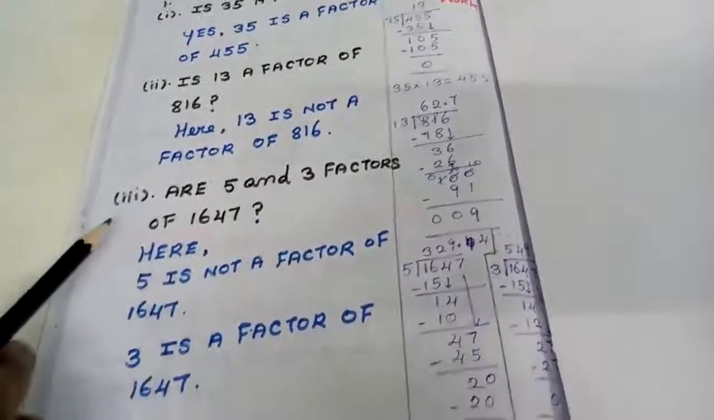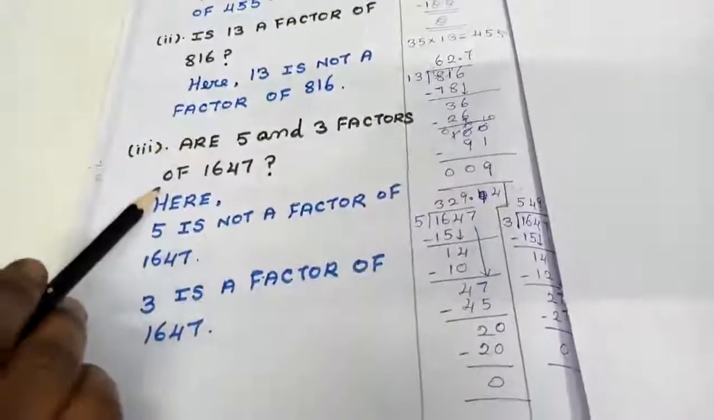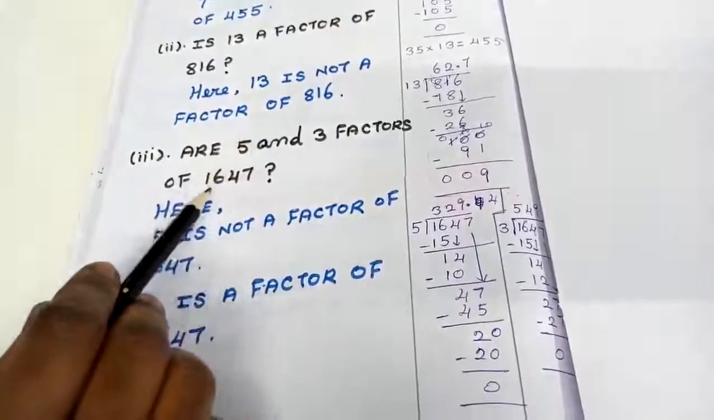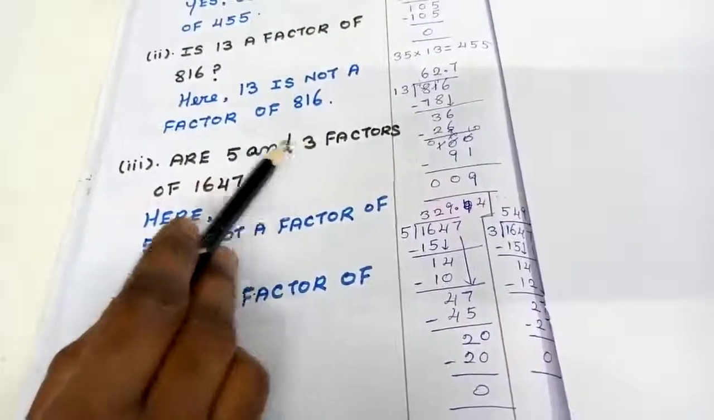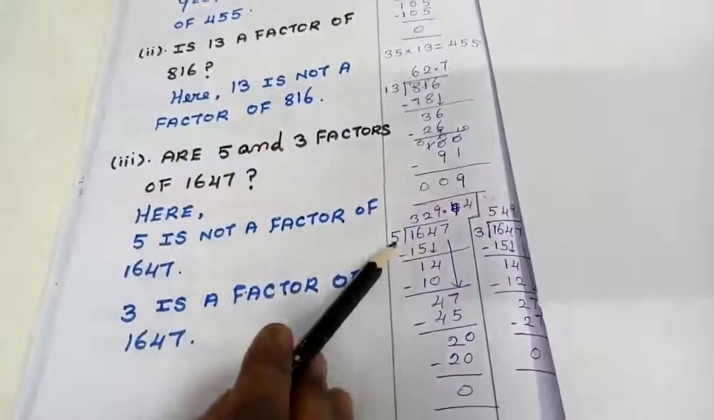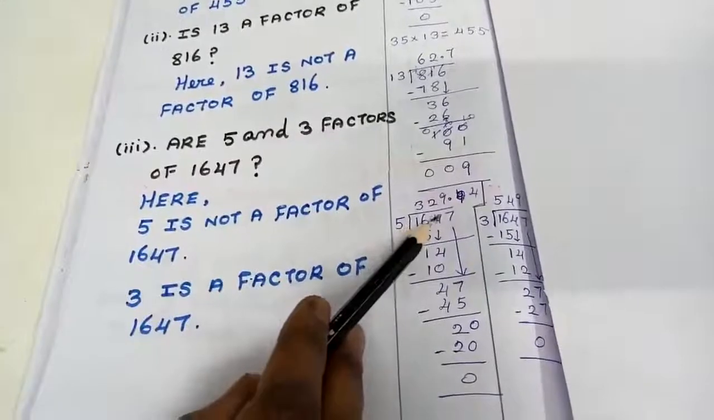But if you see the third sum, they are asking you to check with two tables. That is, using the 5 table you divide this number, and using the 3 table also you divide this number. While I am dividing by the 5 table, that is 1647.